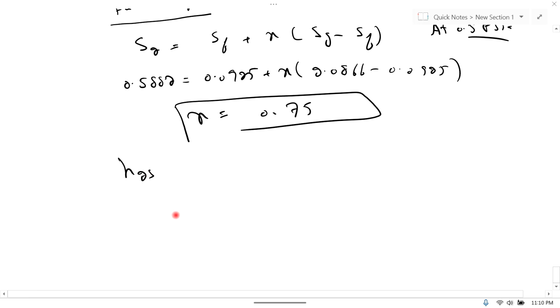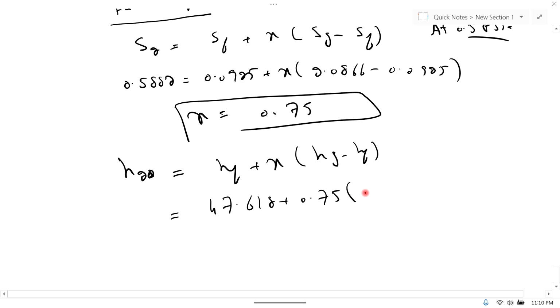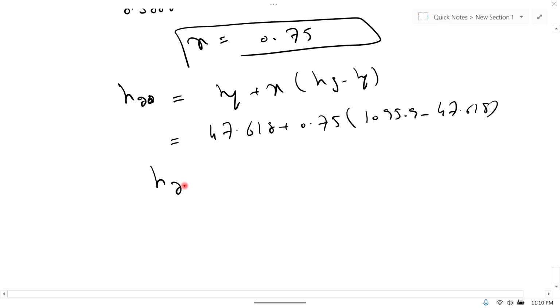Now find H2s. H2s is almost equal to H2, so I assume that this is H2. So H2 is equal to HF plus X times (Hg minus HF). HF at 0.5 psi is 47.618, X is 0.75, and Hg is 1095.9 minus HF, which is 47.618. So find H2 from this. H2 is equal to 833.829.